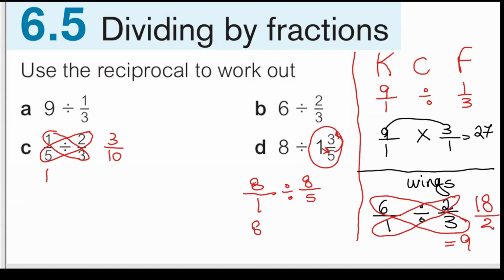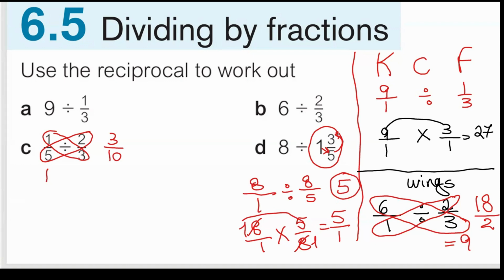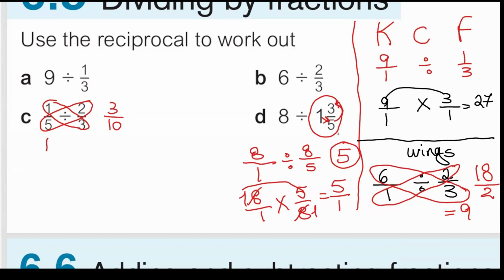And then keep, change, flip. So you can simplify the 8s. So you will only have 1 times 5 is 5 over 1, which is 5. So keep, change, flip allows you a chance to simplify before you multiply, and it makes the numbers smaller, so it does not bother you when you're multiplying.